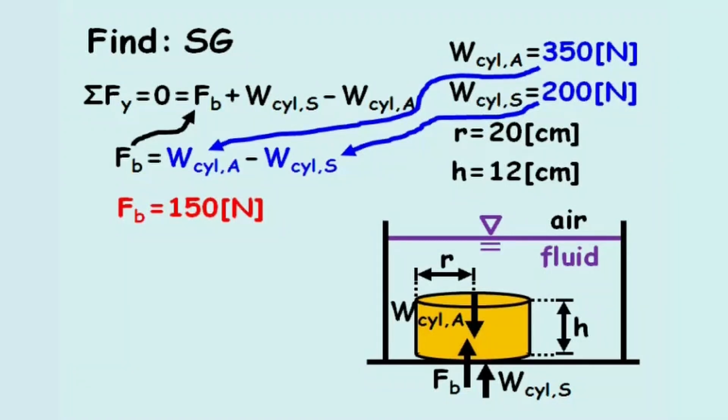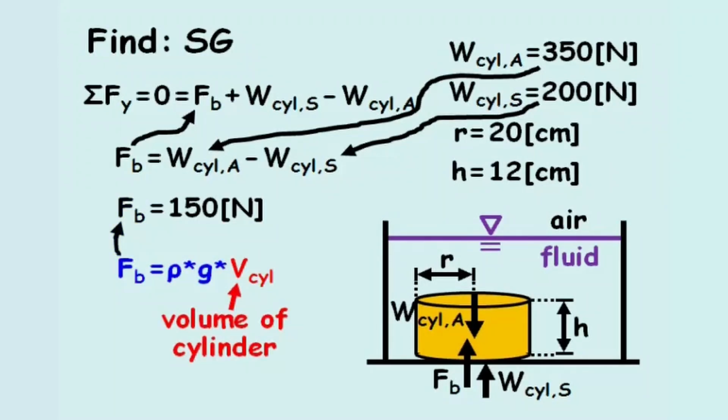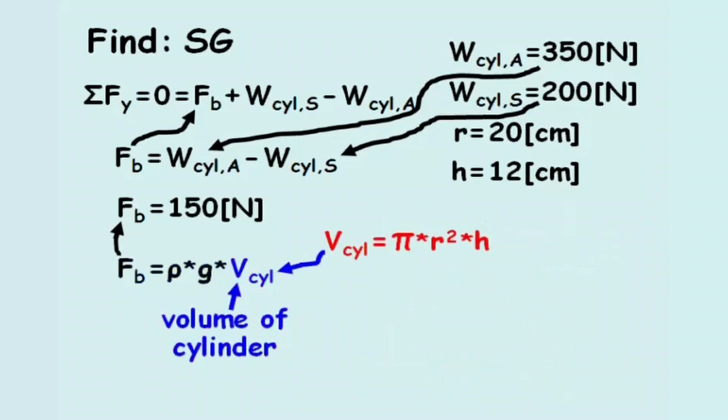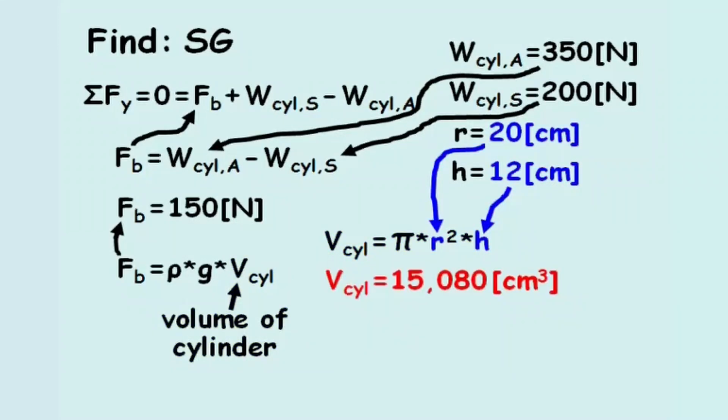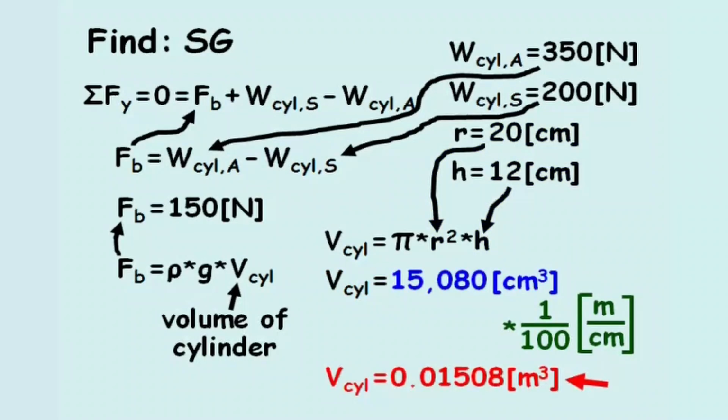The buoyant force equals rho times g times v cylinder. In this equation, v cylinder represents the volume of the cylinder, which is a function of the radius and height of the cylinder. After plugging in these dimensions, the volume of the cylinder equals 15,080 centimeters cubed. If we convert the units to meters cubed, the volume of the cylinder equals 0.01508 meters cubed.